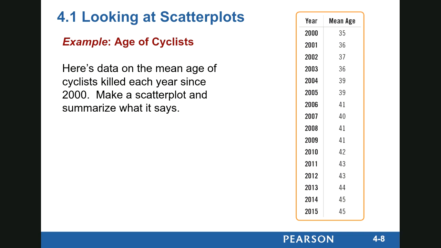Cycle accidents have become a serious concern for insurance companies. So what they did is they collected data from the year 2000 up until 2015, and they looked at the mean age of cyclists who were killed each year. The mean age.